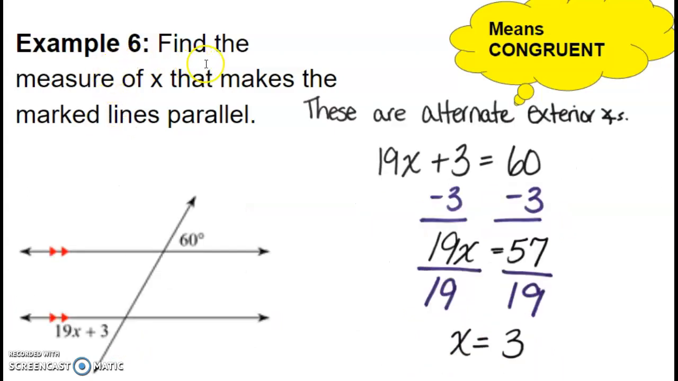All right. Example 6. Find the measure of x that makes the marked lines parallel. Parallel lines, transversal. Alternate sides, exterior angles. These are congruent. Set them equal to each other. Solve for x. X equals 3. Great job.